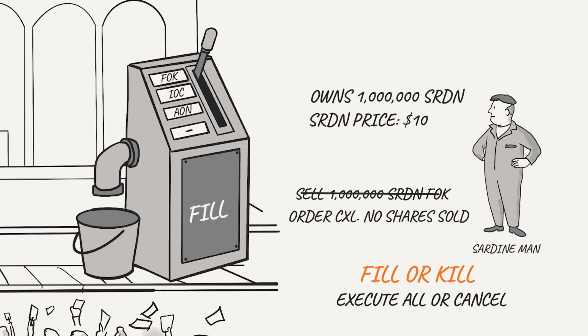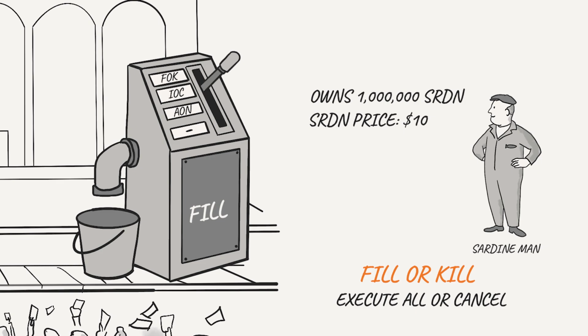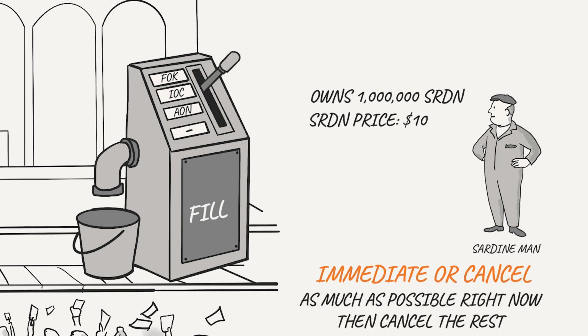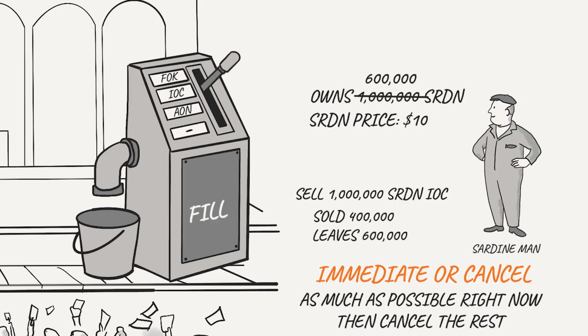Sardine man says, okay, but I still don't want to turn this into like a multi-day trade that moves the price a lot. So this time you say, let's place an immediate or cancel order, or IOC. That means we're going to execute as much as we can at the current price and then cancel the rest of the order. So the order instructions are to sell 1 million SRDN IOC.